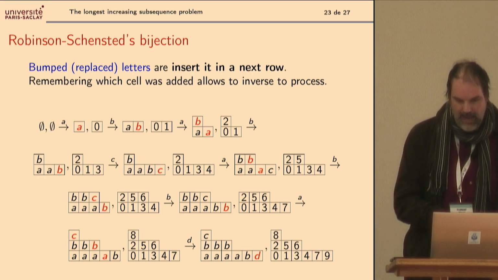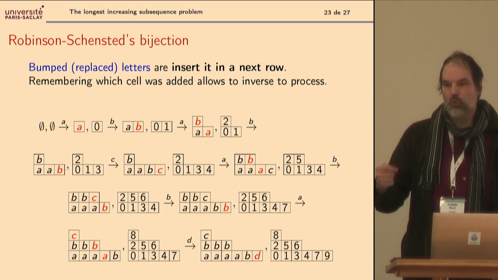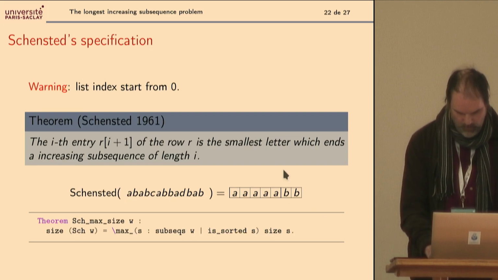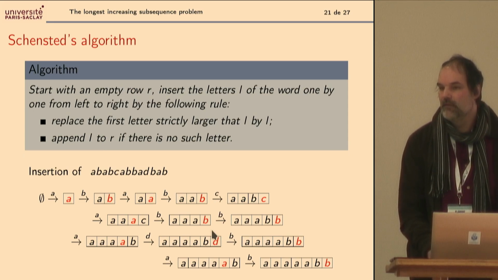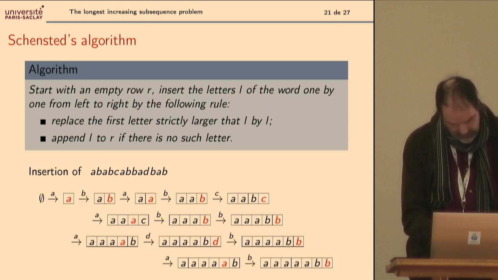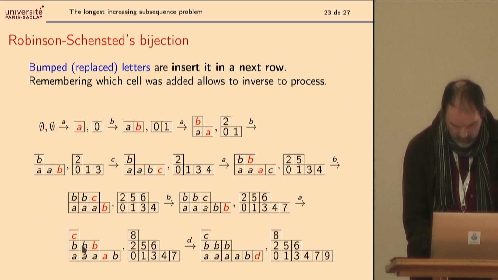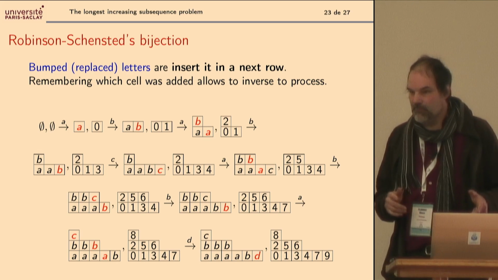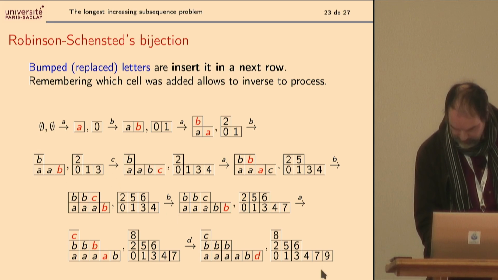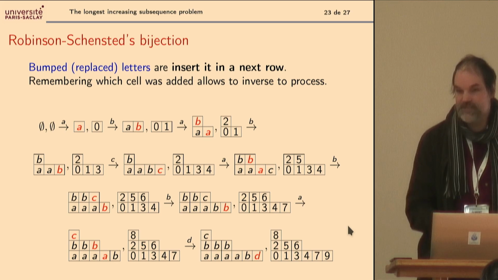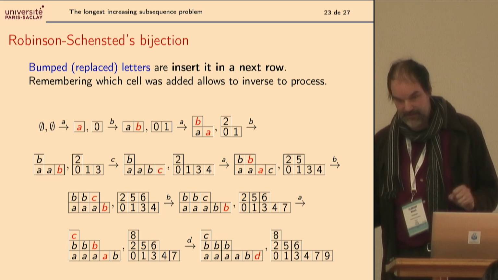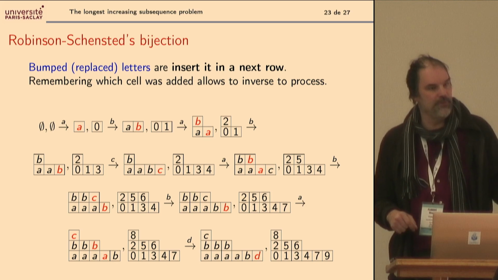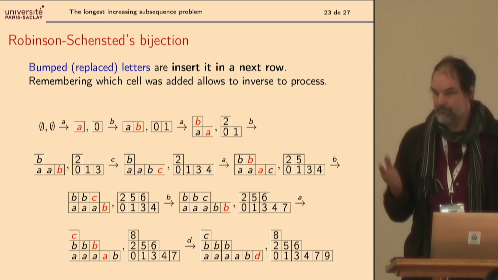So there is a way to record. First of all, sometimes you're replacing a letter here. And if you don't want to lose any information, then what you can do is insert the replaced letter in a new row on top, and then you get the tableau. Another remark is that if you record the order in which the boxes are added, you can invert the whole process and recover the word which you had at the beginning. So this is a bijection.